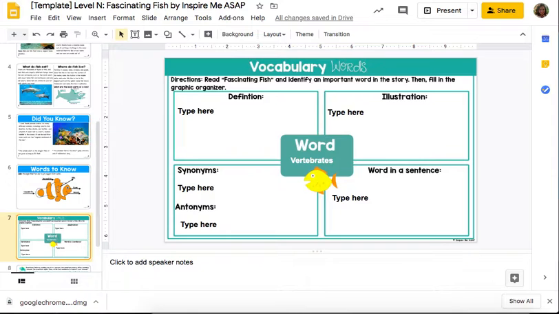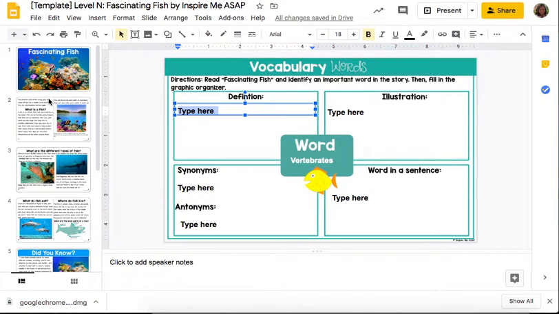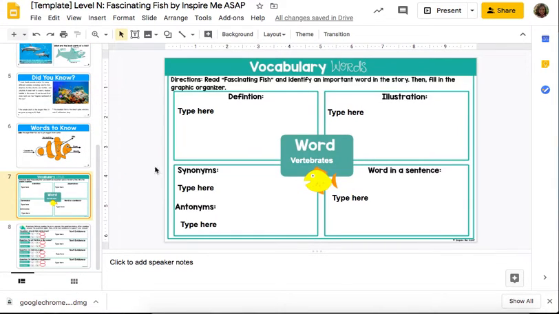Then, after you finish reading this, you are going to do the vocabulary slide. So they tell you to pick one important word. I picked it for you. It's called vertebrates. Type the definition here. You can use your information to go back in the text, find where vertebrates is, and tell us what that means. So write the definition here.